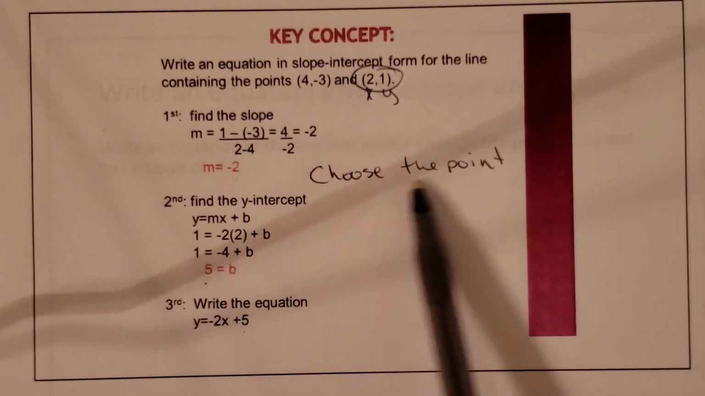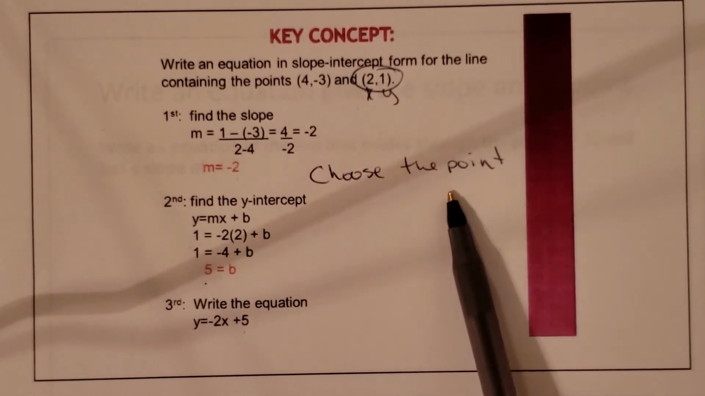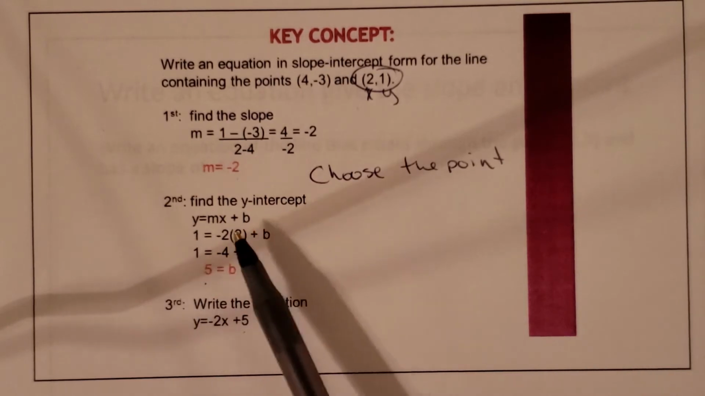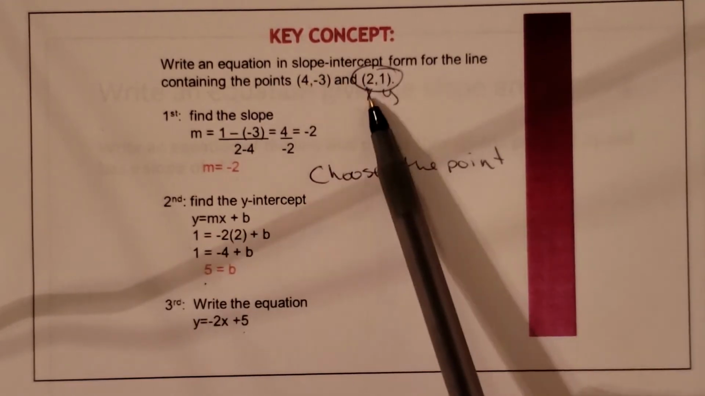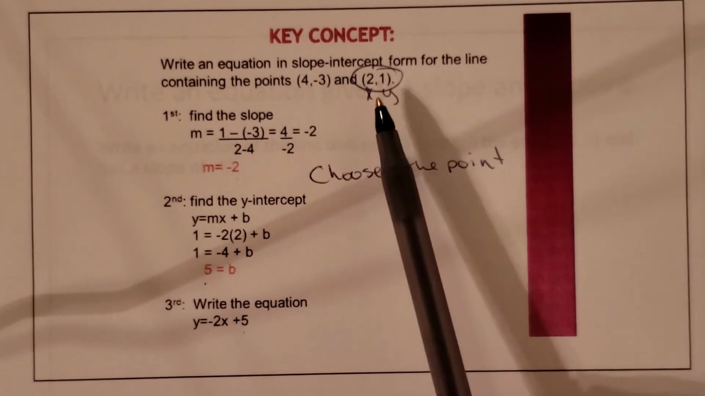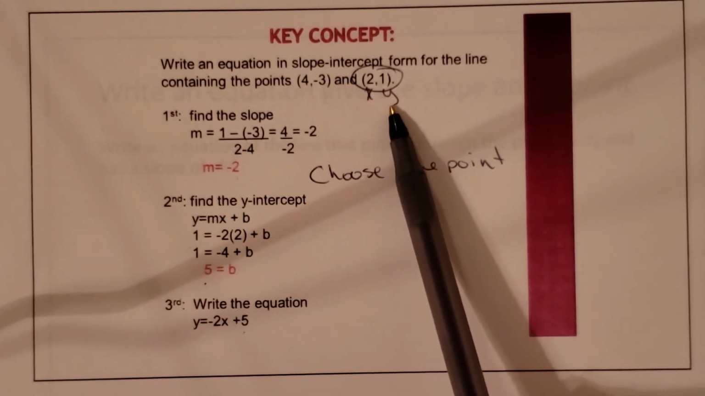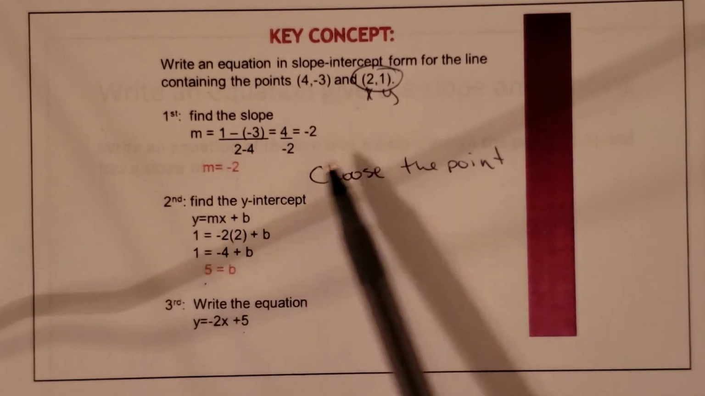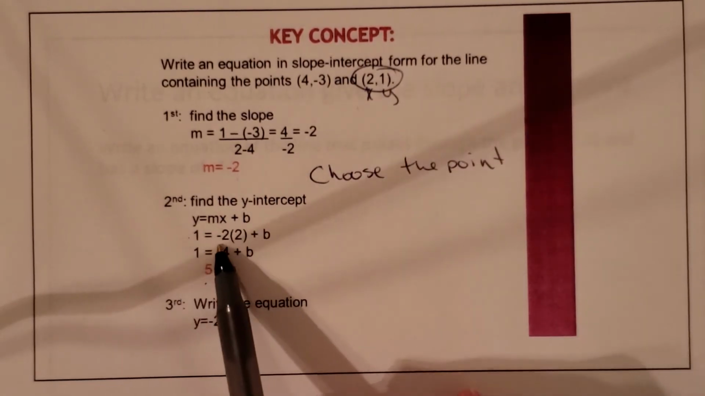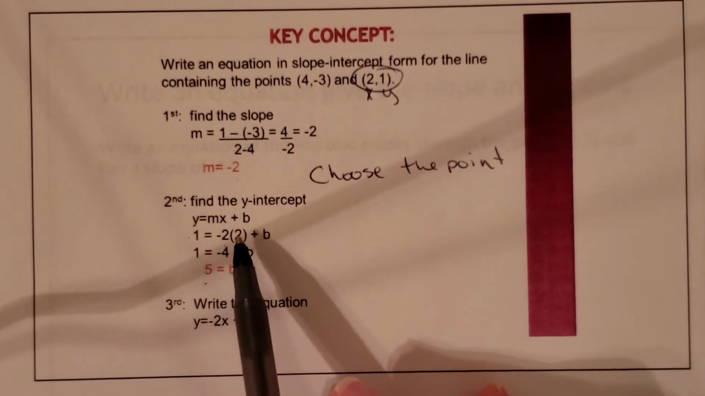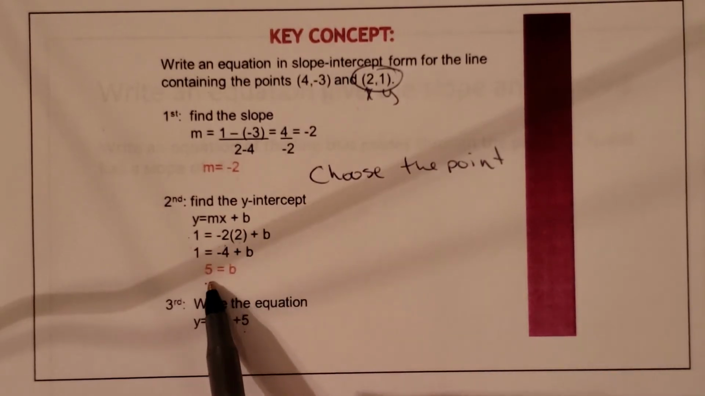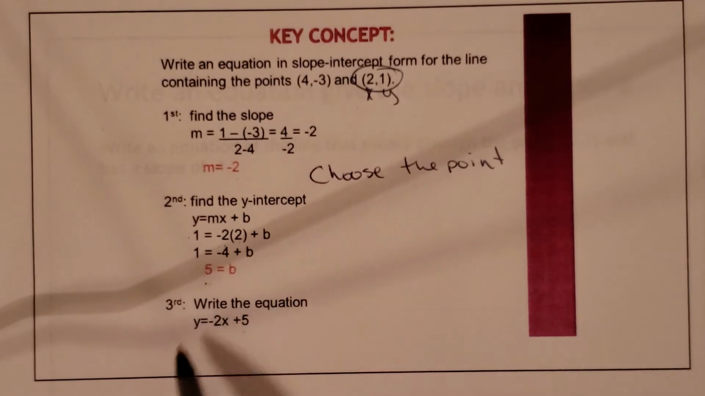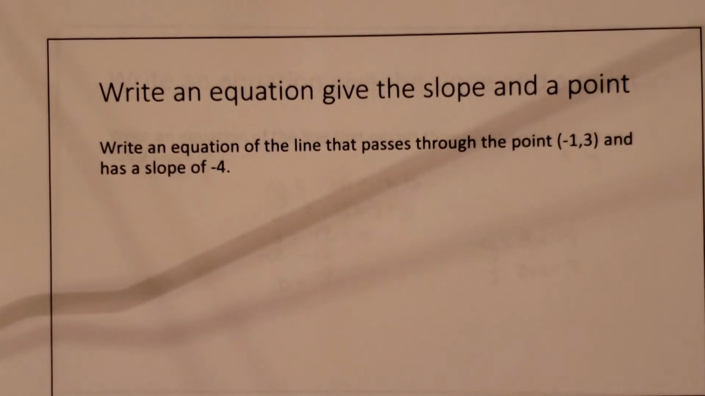I always throw in the step of choosing the point, because you only need to have one point in order to do this. So choose a point. They chose (2, 1). Figuring out which is x, figuring out which is y, and then plugging it in. So y was 1, slope was -2, x was 2, plus b, solving it. The answer was b was 5, and then plugging it in. Y equals -2x plus 5. That's it.